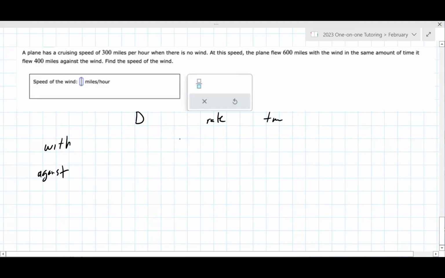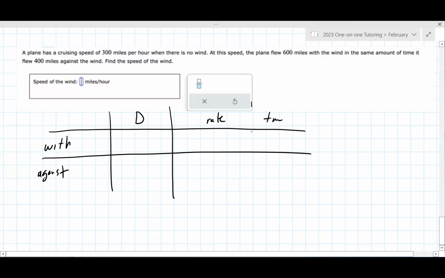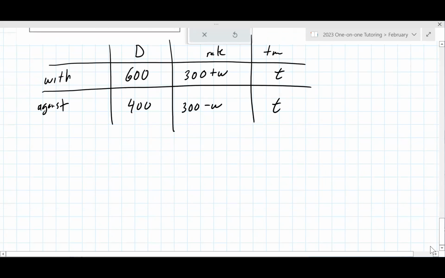Okay, so this time it's going a little bit faster. W, the variable, is almost always the thing that it's asking for. It's going 600 miles, 300 plus W, with, in the same amount of time that it took to go 400 miles, 300 minus W. So this is the exact same setup as the last problem. Do you want to try solving this for me? Yeah, I can attempt it.